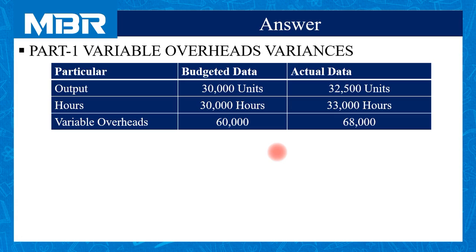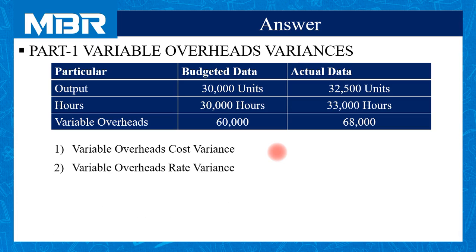Prepare the table and insert the required data. After preparation of this table, you can easily calculate variable overhead cost variance, variable overheads rate variance, and variable overheads efficiency variance. How to calculate all three variances related to variable overheads, I have discussed in lecture number 11 onwards. That is why I told you to watch lecture number 11 to lecture number 17 first. This is all about the first part of your answer.